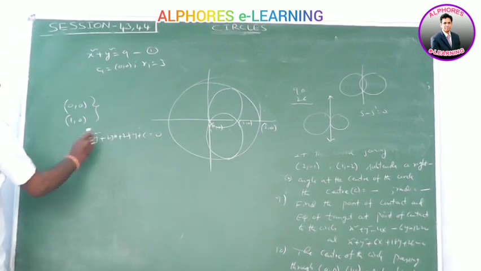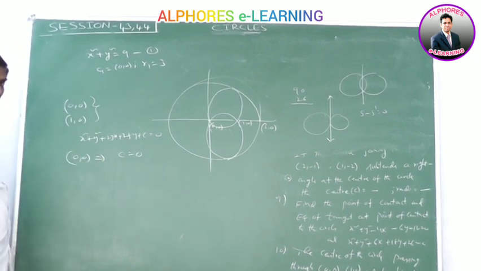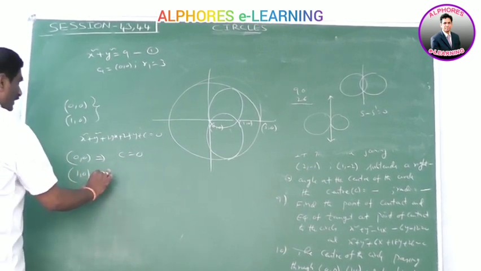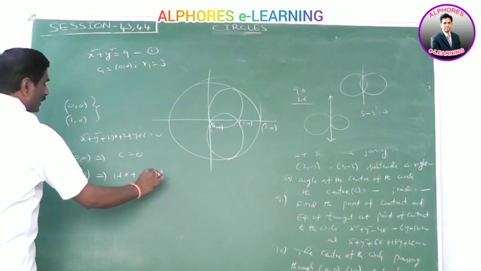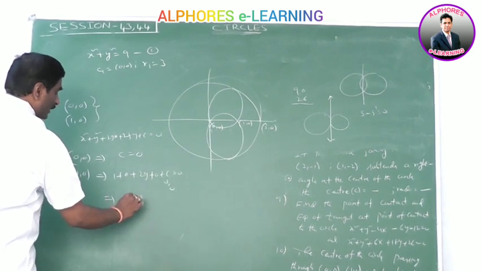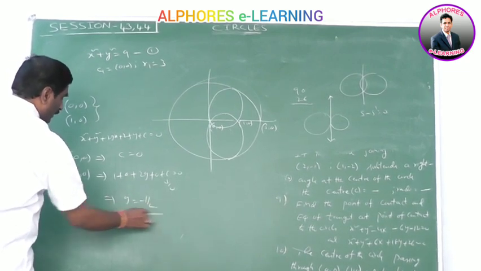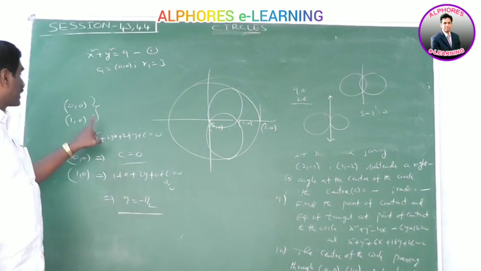First, this circle passes through 0, 0. Substitute this value in this equation, we get c is equal to 0. Substitute the point 1, 0 in this equation: 1 plus 0 plus 2g plus 0 plus c is equal to 0. Actually c is equal to 0. That means 2g is equal to minus 1, g is equal to minus 1 by 2. The g and c values we have found. The unknown value is only f.